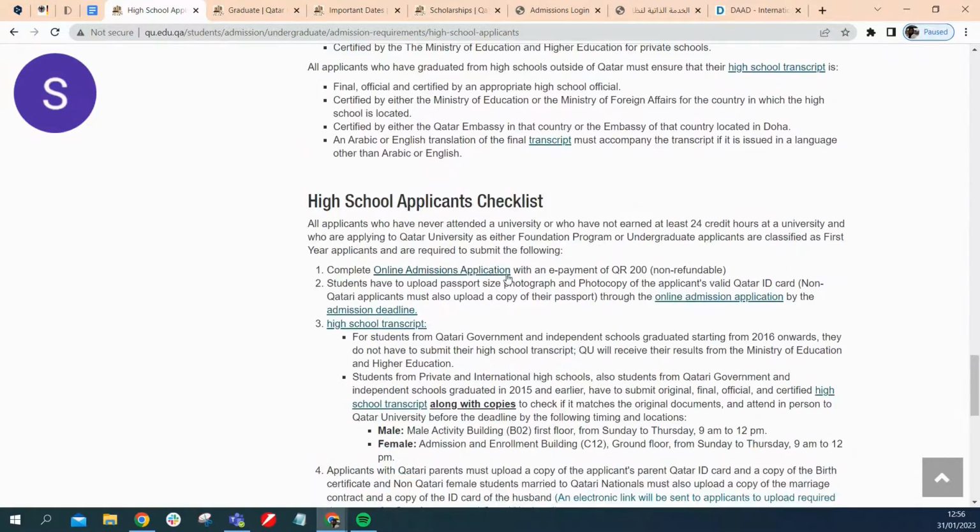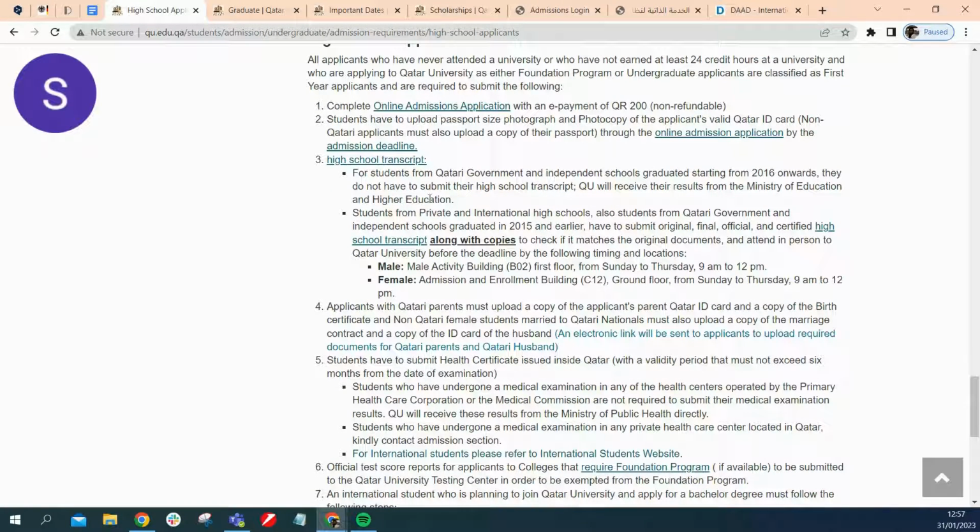But if you scroll down a bit here, they already summarized for you the checklist of a high school applicant. So this is why I just scroll down to the final end. So it says here that you would be needing to fill out this admission form, which is online. I'm going to go through this admission form as the last step, but I'm going to walk you through these requirements now. And please remember that you have to pay an e-payment of 200 Qatar currency. So this is a non-refundable fee.